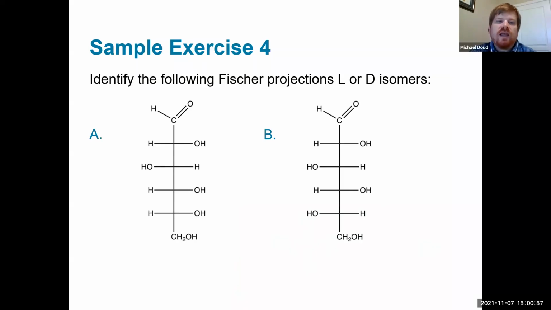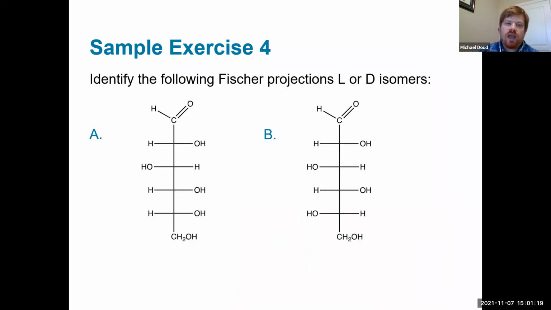Okay, next up, this hopefully is a little easier. Sample exercise 4. Identify the following Fischer projections as either L or D isomers. So again, what you're looking for is a chiral carbon farthest away from the aldehyde or ketone, and ask yourself, is the hydroxyl group on the left or is it on the right? Let's go ahead, pause the video, give it a shot, and we'll take a look at it.